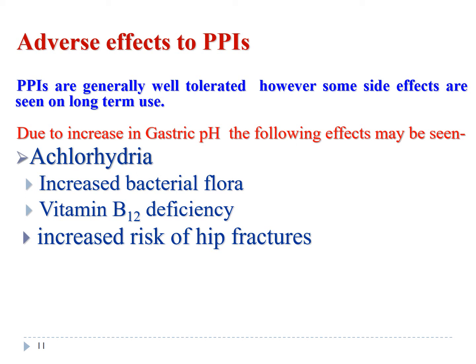achlorhydria, that is lack of acid in the stomach, then increased bacterial flora due to an increase in the pH of the stomach. Third is interference with absorption of some nutrients, which include iron, calcium as well as vitamin B12. So it leads to vitamin B12 deficiency, and decrease in the absorption of calcium and other ions leads to an increased risk of hip fractures.